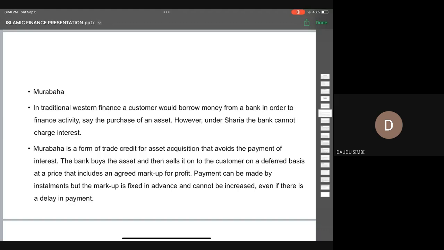Murabaha. In traditional Western finance, a customer would borrow money from a bank in order to finance an activity, say the purchase of an asset. However, under Sharia, the bank cannot charge interest. Murabaha is a form of trade credit for asset acquisition that avoids the payment of interest. The bank buys the asset and then sells it on to the customer on a deferred basis at a price that includes an agreed markup for profit. Payments can be made by installments, but the markup is fixed in advance and cannot be increased, even if there is a delay in payment.